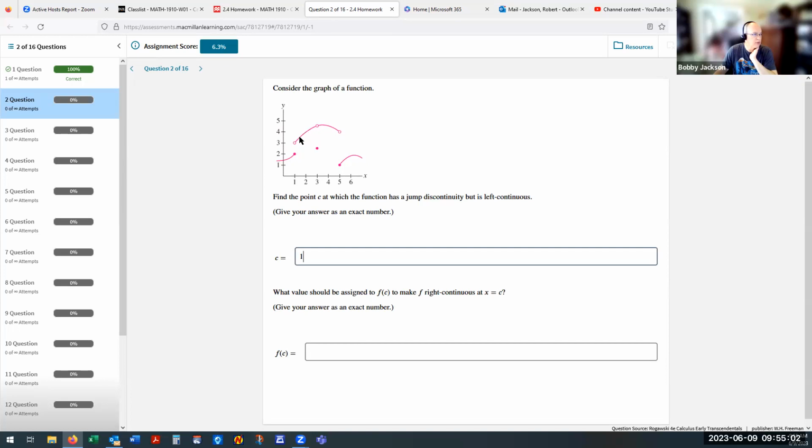So the limit from the right is 3, but f of 1 is 2. In order for it to be right continuous, we would need f of 1 to be equal to 3. We would have to basically take that point and move it up here. So fill in this point and leave that as a hole down there. So in that case, that's what we would have to do to make it right continuous. So we need f of 1 to be equal to 3 for it to be right continuous.